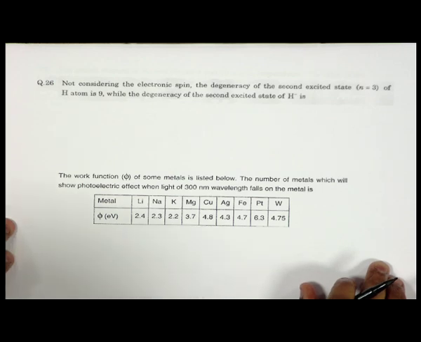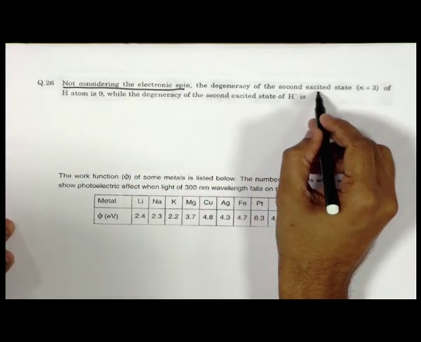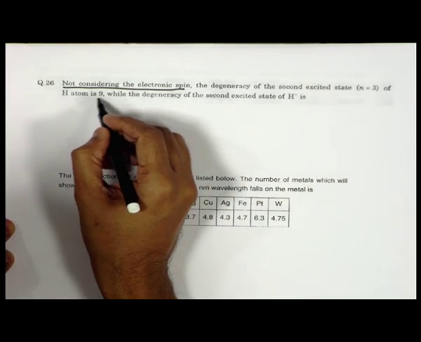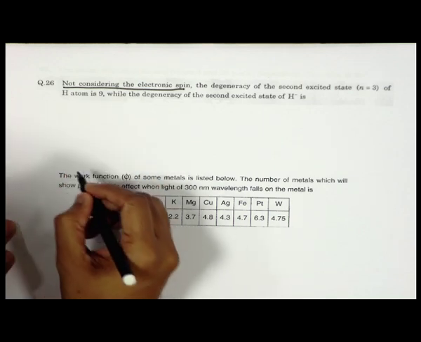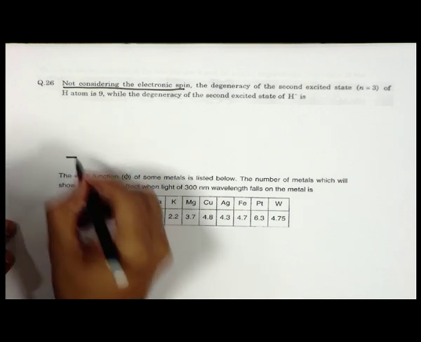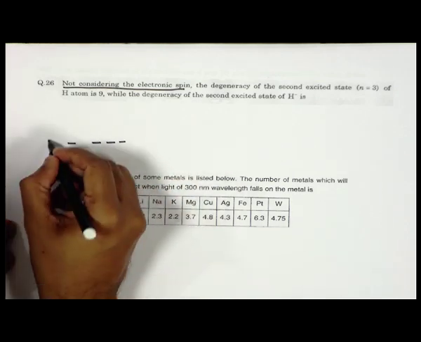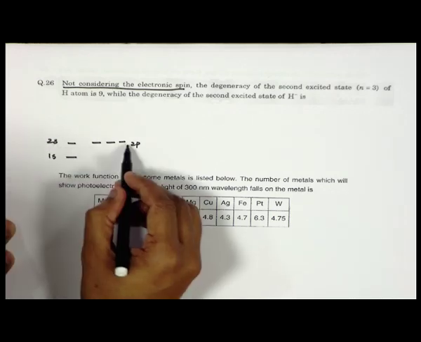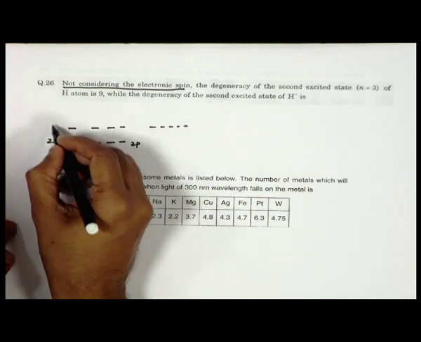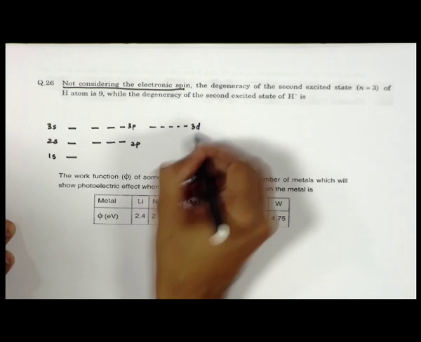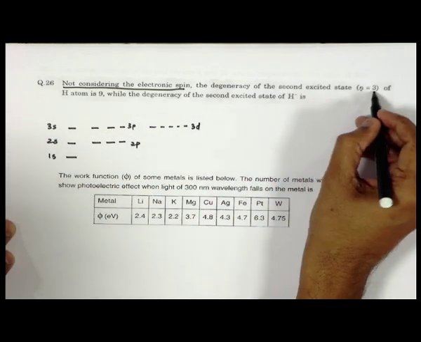We will look at the next question. It says that, not considering the electronic spin, the degeneracy of the second excited state, which is n equals 3, of hydrogen atom is 9. Do we know that? If you remember, for hydrogen atom, the orbital energy depended only on the value of principal quantum number n. So, the lowest energy or the ground state was 1s, the next state was 2s and 2p combined. They had the same energy because they had the same principal quantum number. The third energy level is 3s, 3p, 3d. This is the ground state, this is the first excited state, this is the second excited state. The second excited state has n equals 3.